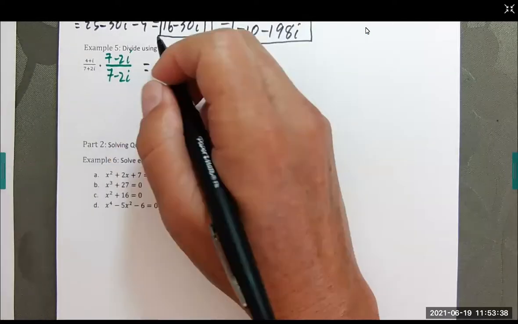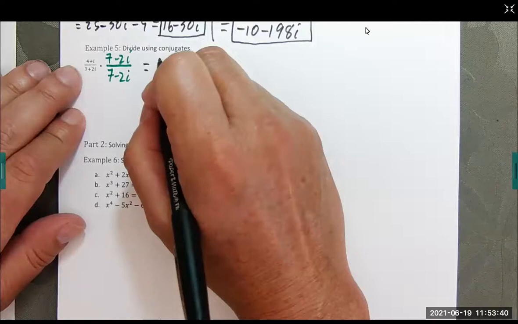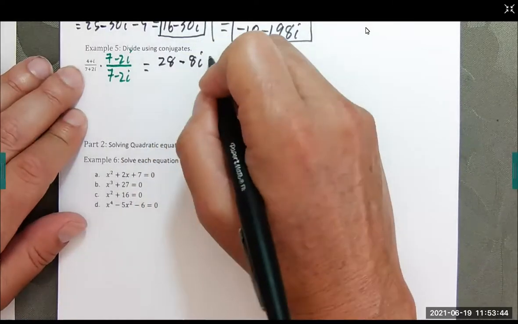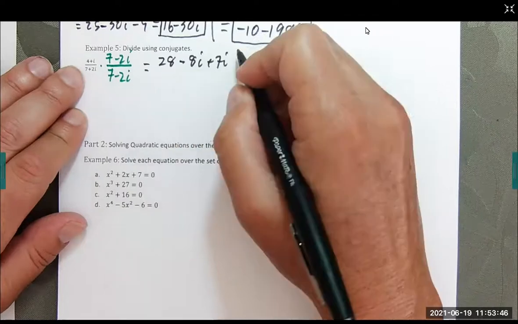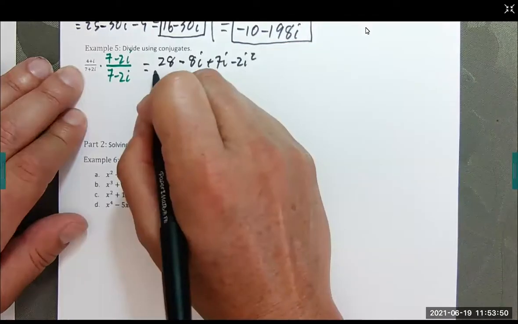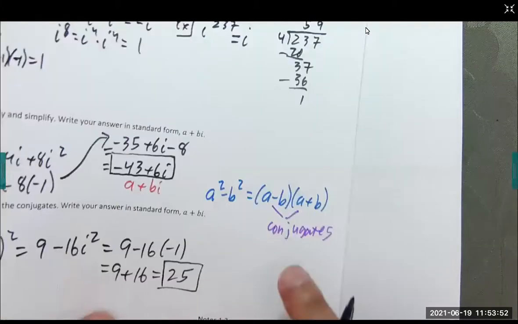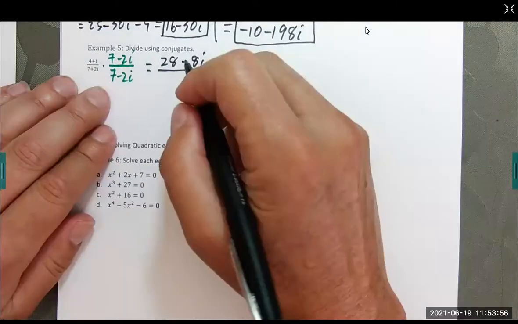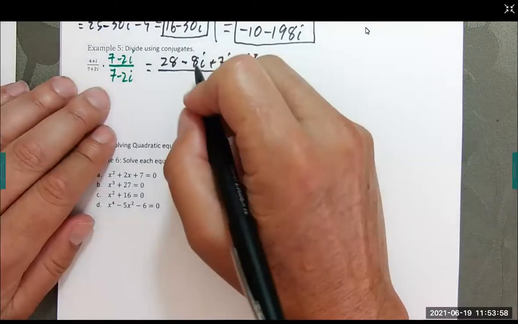So that's 28 minus 8i plus 7i minus 2i squared over, and now I'm going to use, again, the difference of squares. A squared minus b squared is what I'm going to get. So a in this case is 7, and b in this case is 2i.